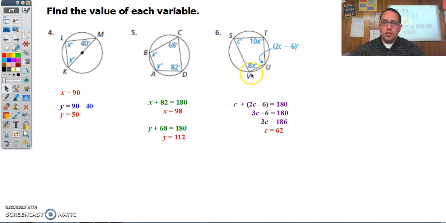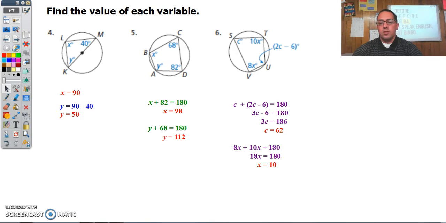All right. T and V are opposites, so they must be supplementary. So their measures, 8x plus 10x, is 180. Combine like terms, divide by 18, and x equals 10. All right, so that was nice and simple.